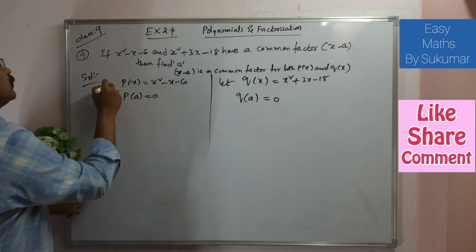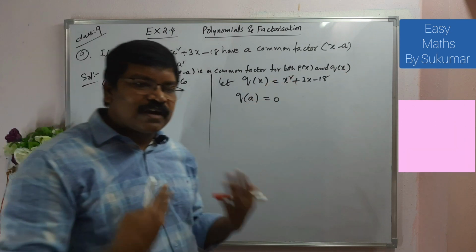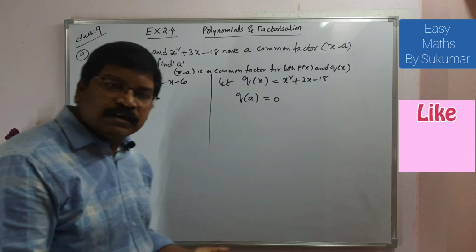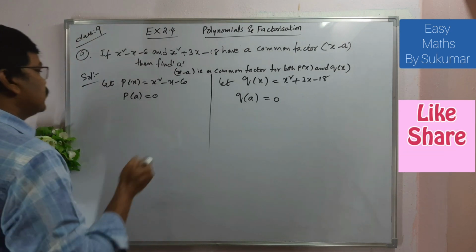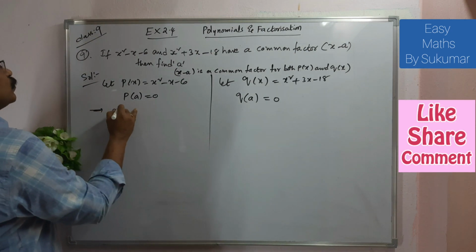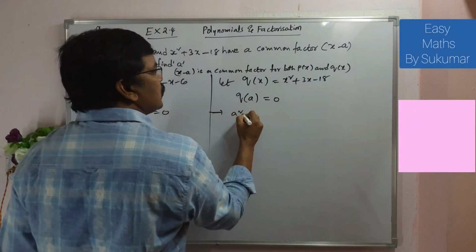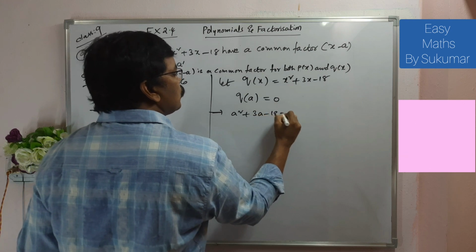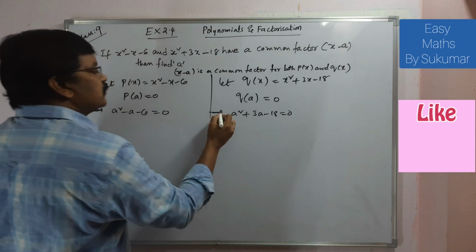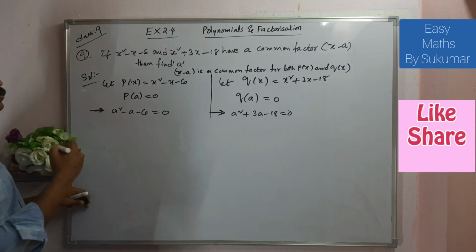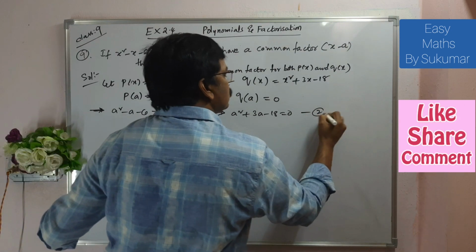Why are p of a and q of a equal to 0 here? Since x minus a is a factor. Factor means the remainder we get is 0, according to the factor theorem, right? So this implies a square minus a minus 6 is equal to 0, and here a square plus 3a minus 18 is equal to 0. So we should find the value of a now, my dear students. This is equation 1 and this is equation 2.